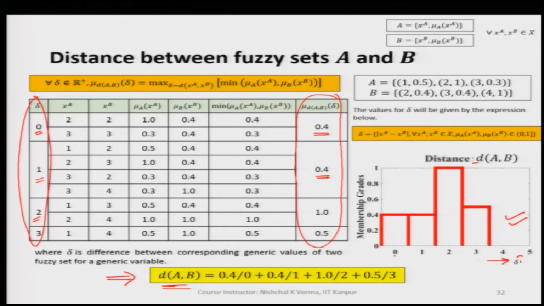At 0 we have its corresponding membership as 0.4, which is here, and at 1 also we have 0.4, at this level. Then at 2 we have 1, which is here, and at 3 we have 0.5, see here, 0.5. This way we are able to find the fuzzy distance between two discrete fuzzy sets.